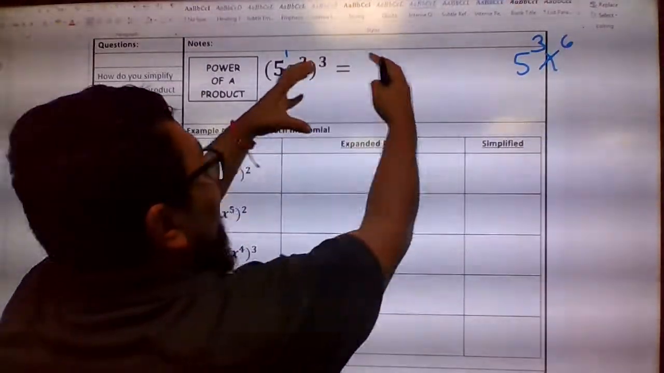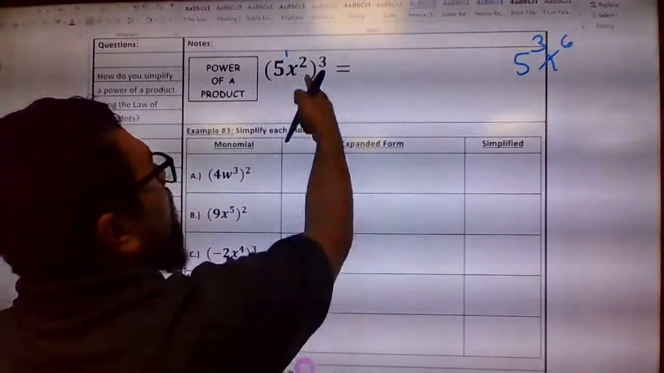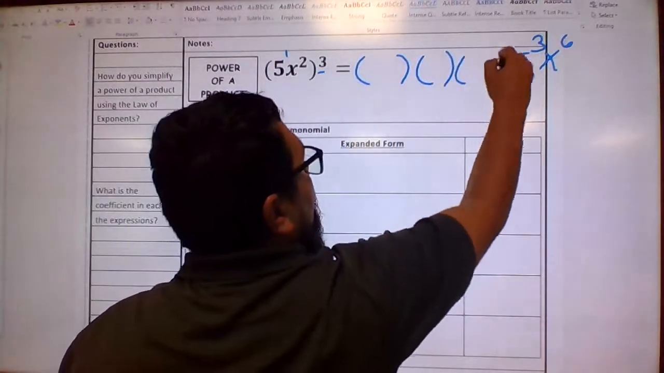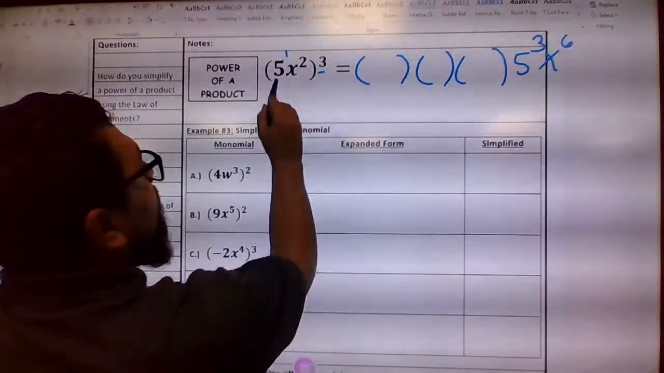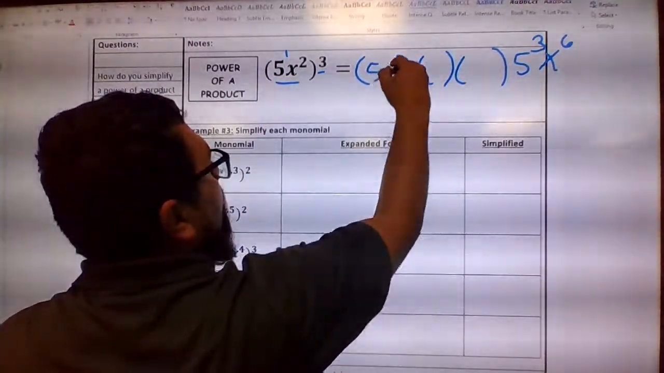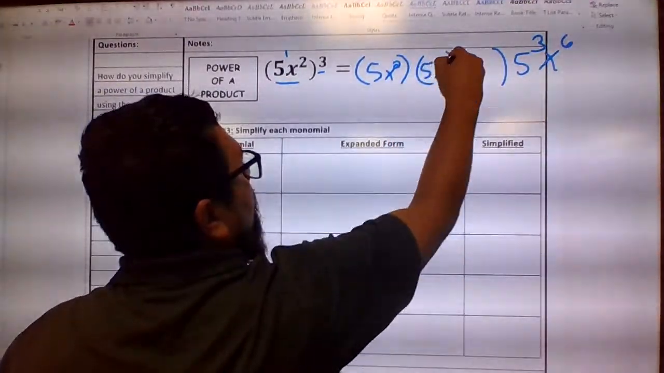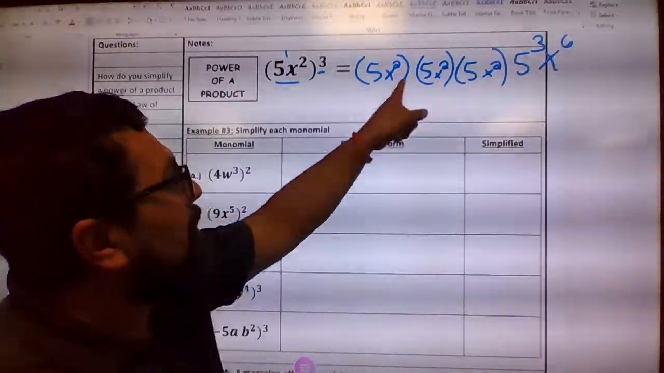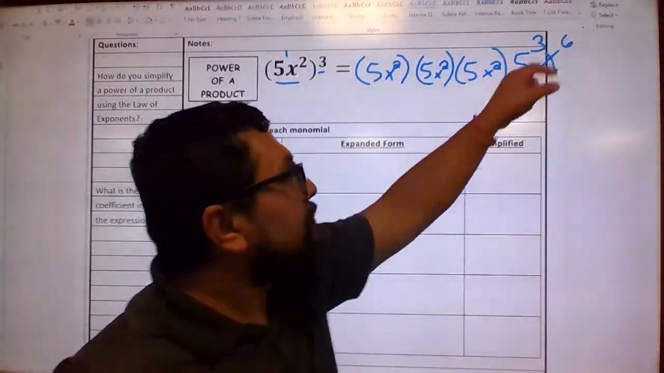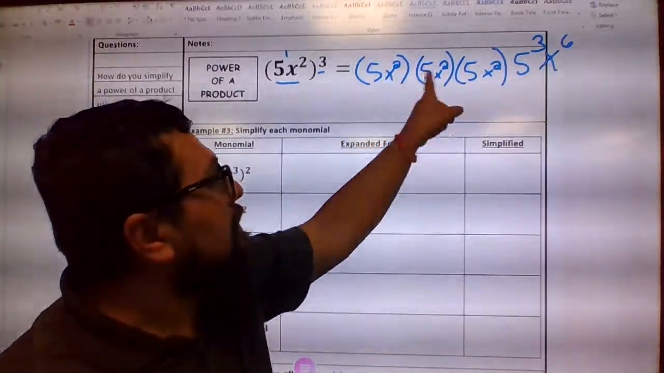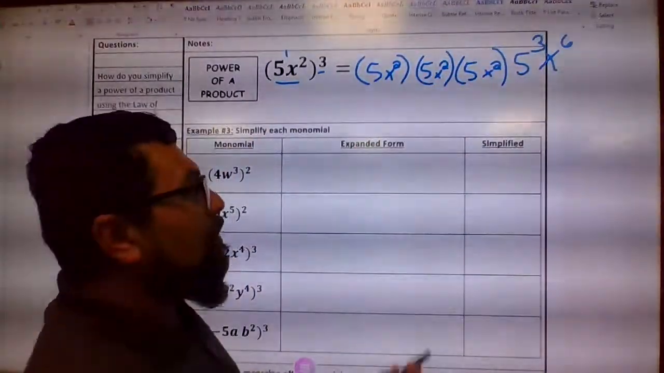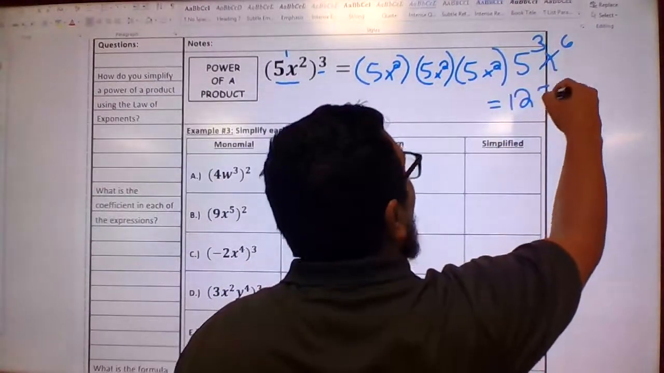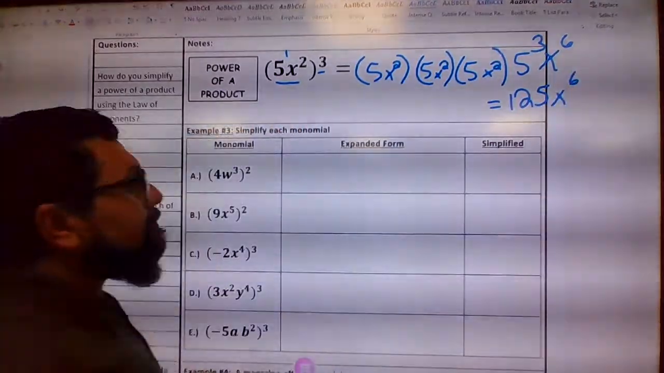Now, if we expand this, we're going to get the same thing. We're going to put 3 parentheses, and inside the parentheses is this: 5x squared, 5x squared, 5x squared. How many 5s do you see? 3 of them, yes? So there it is. And how many x's do you see? 2, 4, 6. There it is. Now, if we actually multiply it, we get 125 x to the 6.